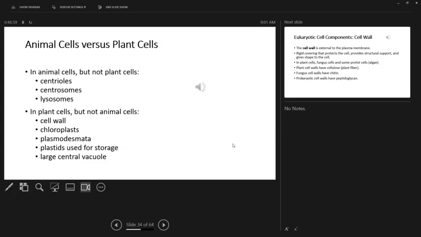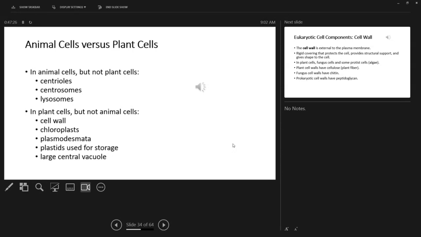So when a cell divides, the chromosomes have to move into the separate daughter cells. And that's what these do. They make the cytoskeleton fibers that attach to the chromosomes and then move them into the daughter cells as the cell is dividing. Plant cells have a cell wall.